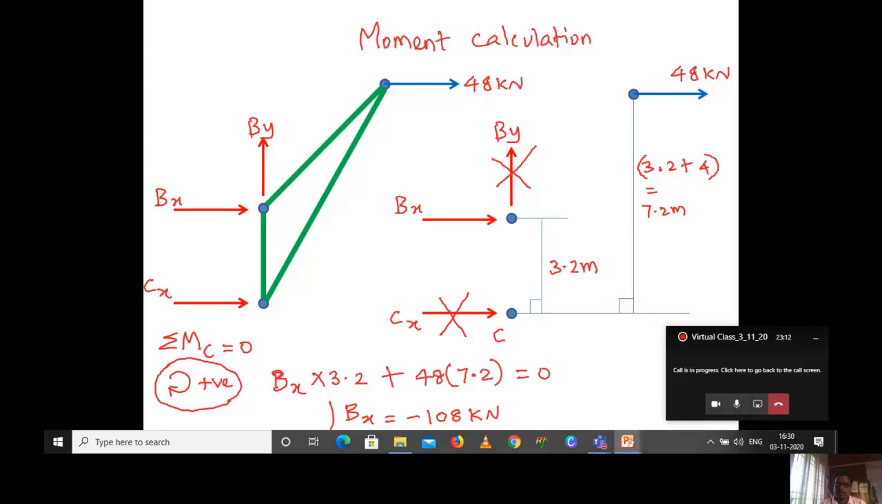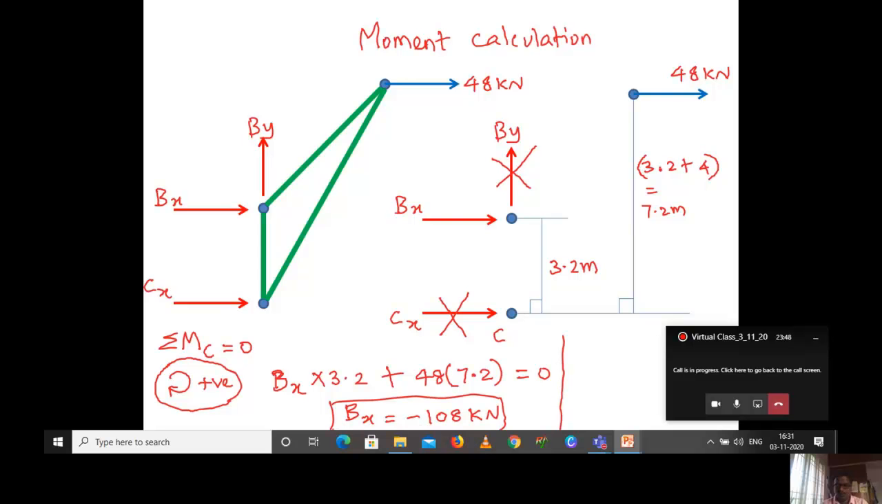We have assumed that the Bx is acting towards right, but actually it is acting towards left. That is the meaning of the answer. So if we are getting the answer as positive 108 kilonewton, then our assumptions are correct. But we got the answer as minus 108 kilonewton. So obviously it is acting quite opposite to our assumption. So it is acting towards left. Okay. This is the information we have to get from this particular answer.